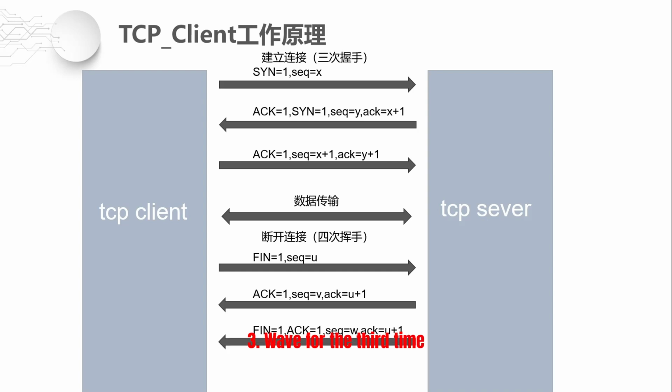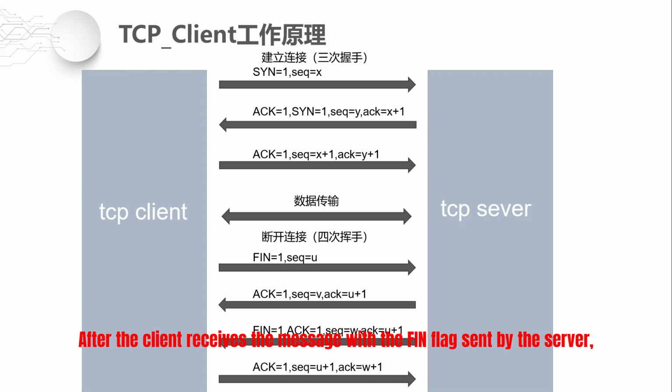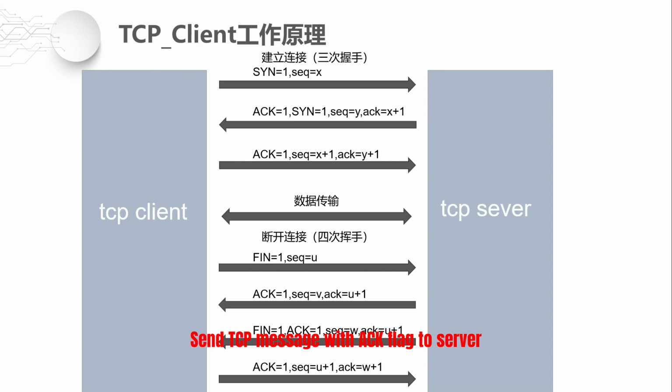3. The third wave. The server sends a TCP message with the FIN flag to the client, turning off server-to-client data transfer. 4. The fourth wave. After the client receives the message with the FIN flag sent by the server, it sends a TCP message with an ACK flag to the server. The confirmation number is based on the sequence number of the FIN message received from the server plus 1.